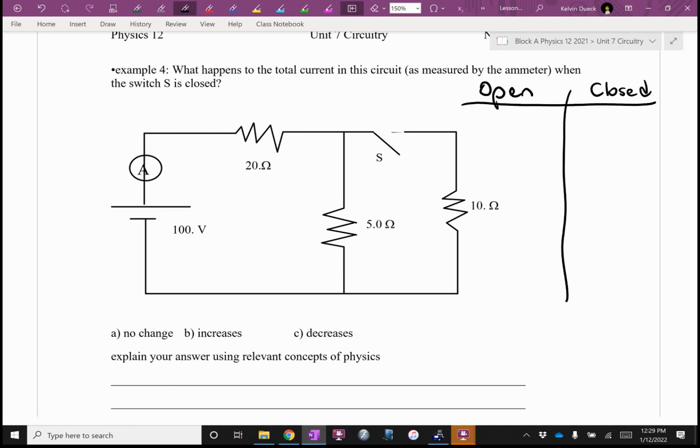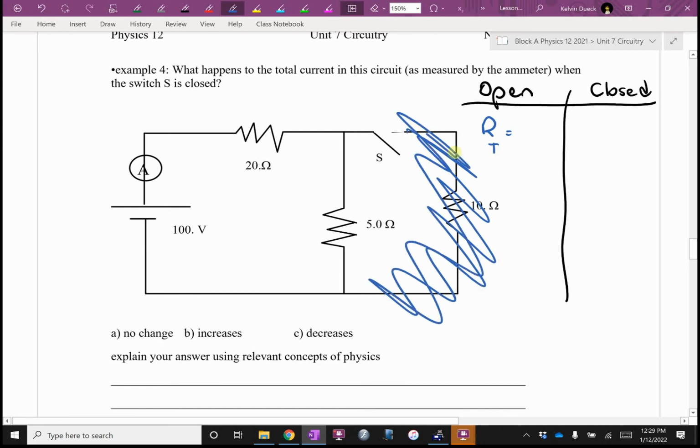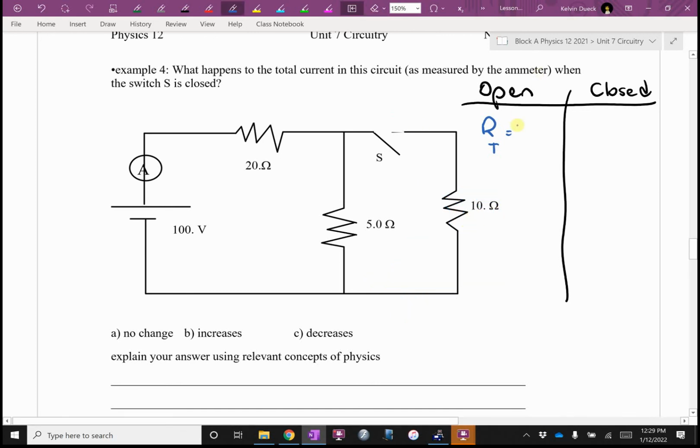When it's open, what's R total? So when this switch is open, that means this is not even part of the circuit at all. You could ignore it. What you really have are two resistors in series. What's R total? What's the total voltage coming from the battery? So what's the total current when it's open?